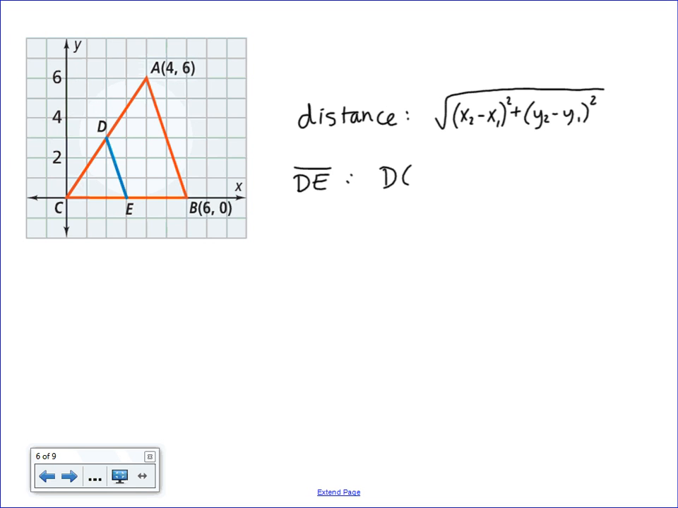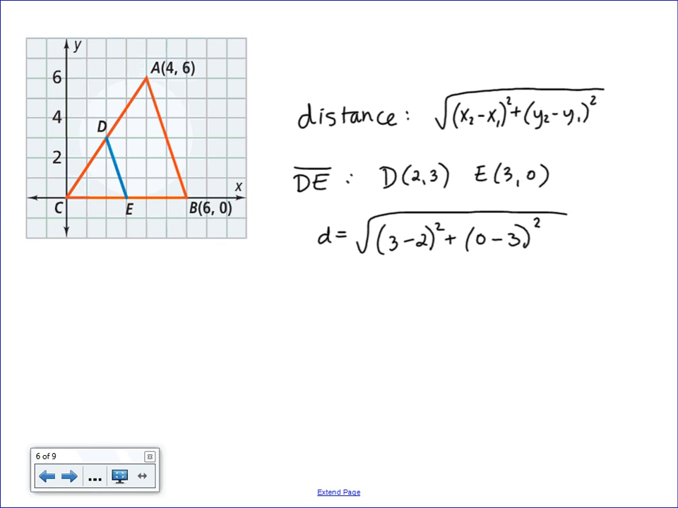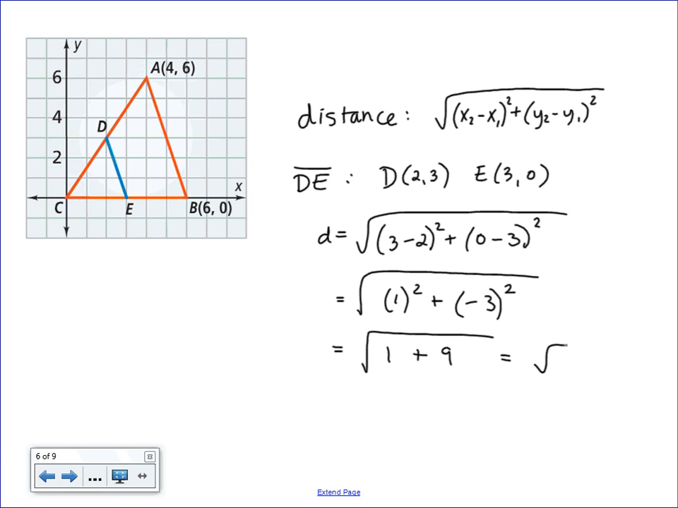Remembering that D is located at (2, 3) and E was located at (3, 0). So the distance is going to be equal to the square root of the difference in the x's squared plus the difference in the y's squared. It's important that you do what's inside parentheses first, leaving parentheses around them before you square. So we've got 1 squared, and negative 3 squared, which is 1 plus 9, which is the square root of 10. Can't simplify that any further, so we'll leave it.